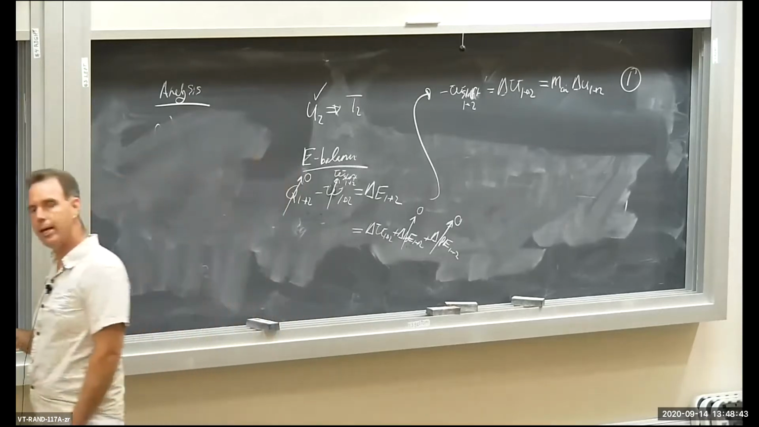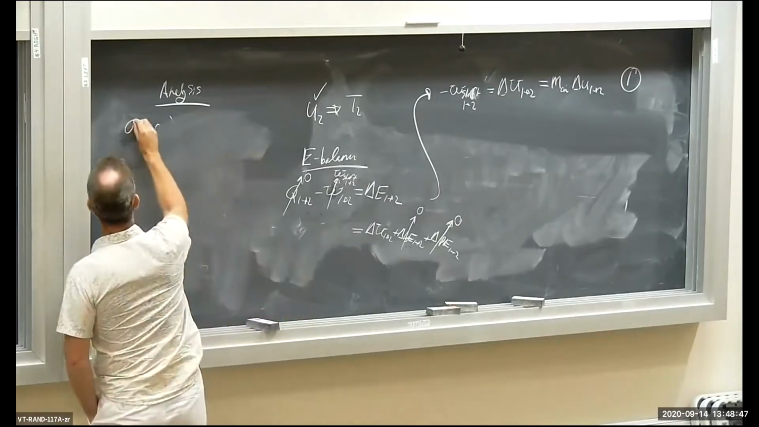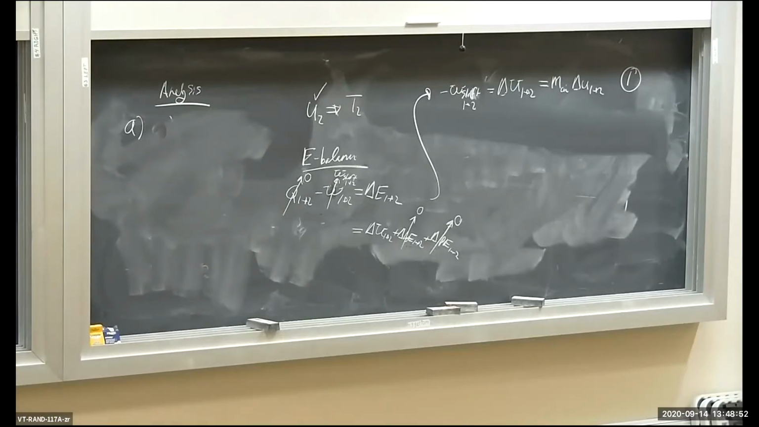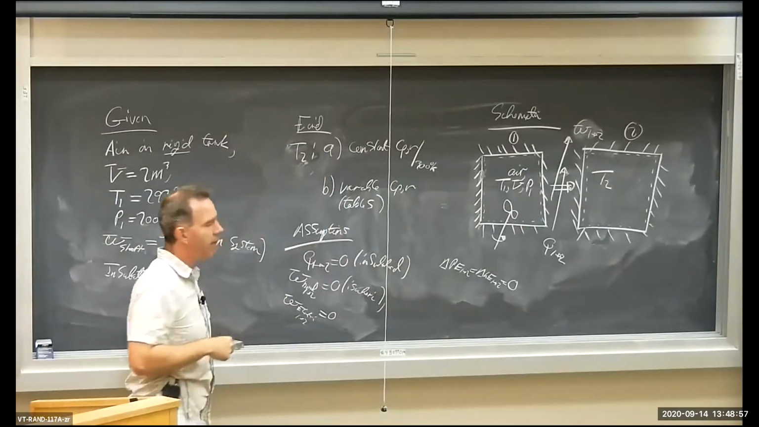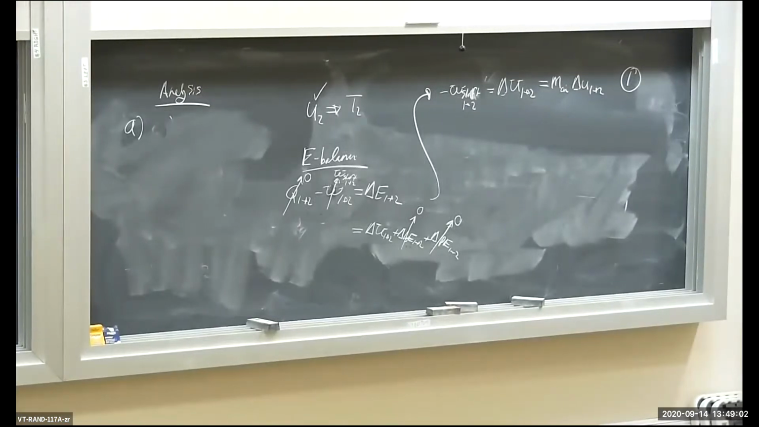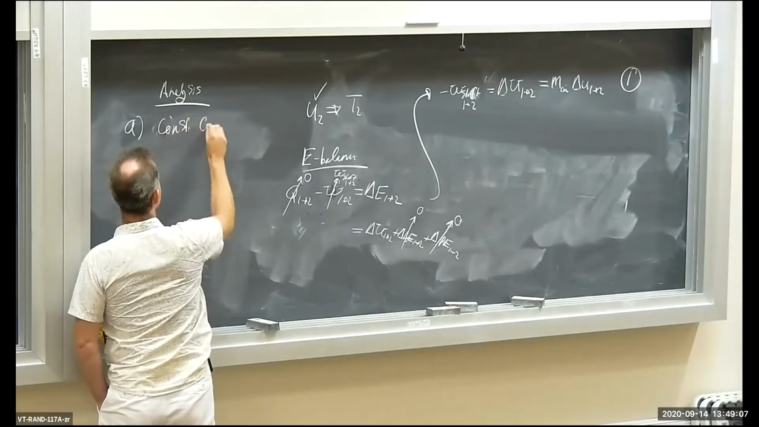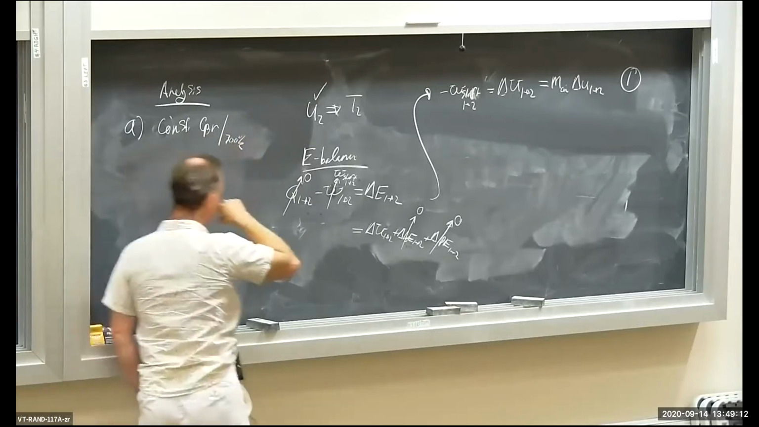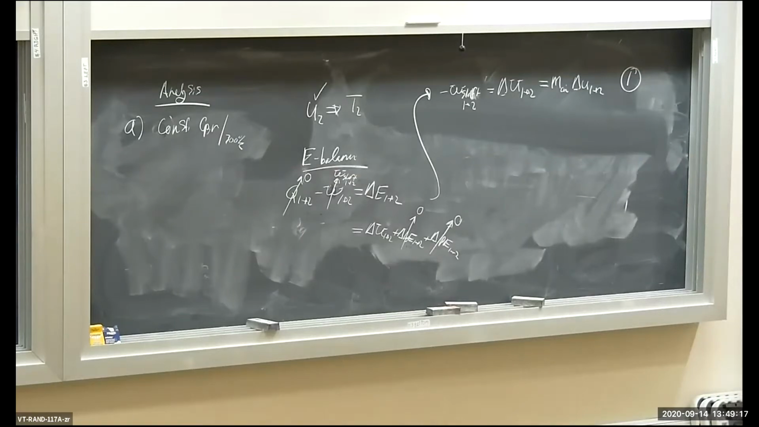So let's calculate T2 for part A. If you look here at the given, we're going to assume constant specific heats evaluated at 300 degrees Kelvin to get our final temperature. Constant CP and CV evaluated at 300 degrees Kelvin. That's how we're going to solve for T2 for part A. So the problem splits up at this point.